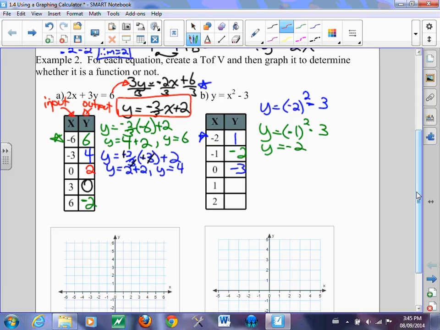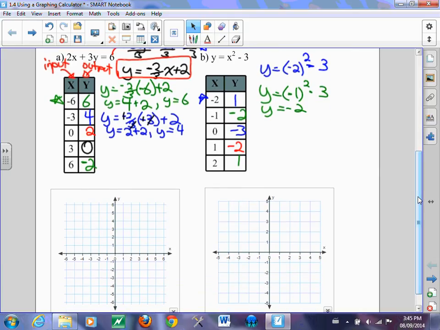1 squared is 1, subtract 4 is negative 3. And 2 squared subtract 3 is 1. Okay? So now once you've got that, notice, guys, that the rate of change is different. So that's why it's nonlinear. Okay? All right, so let's plot these.